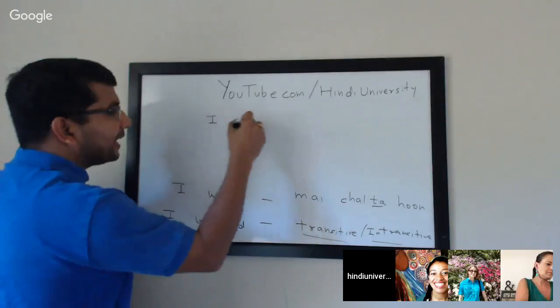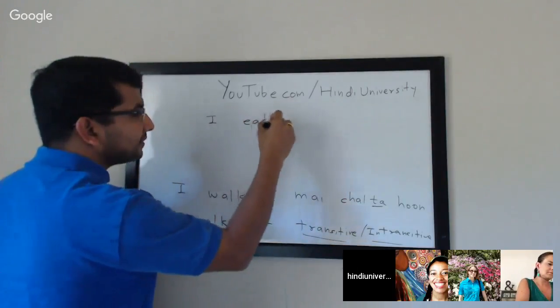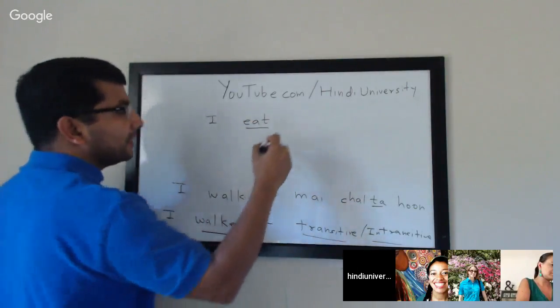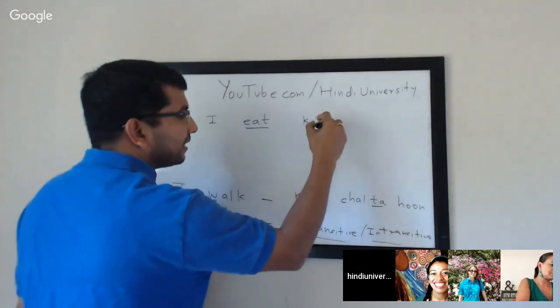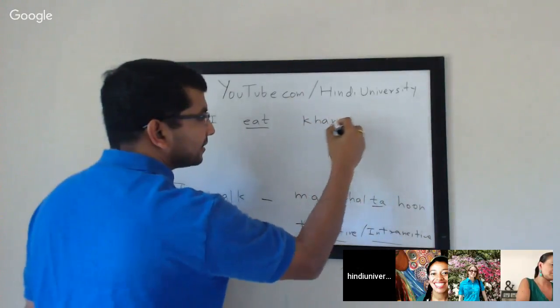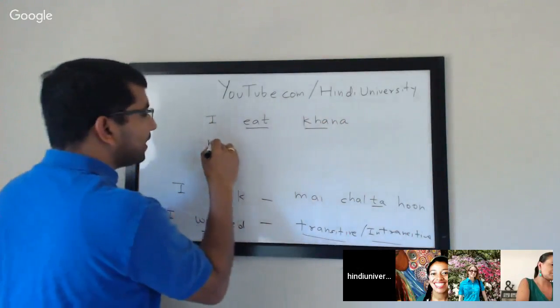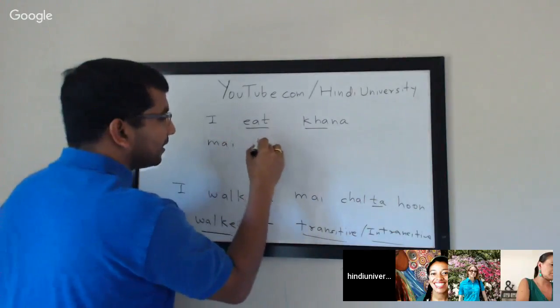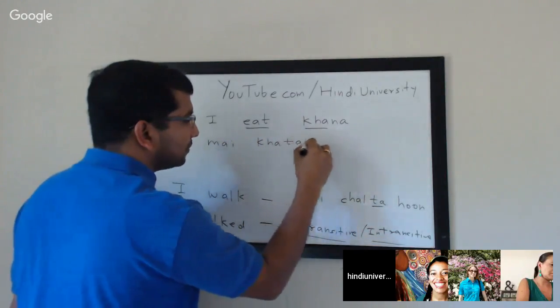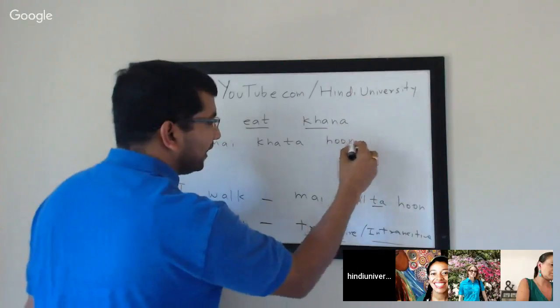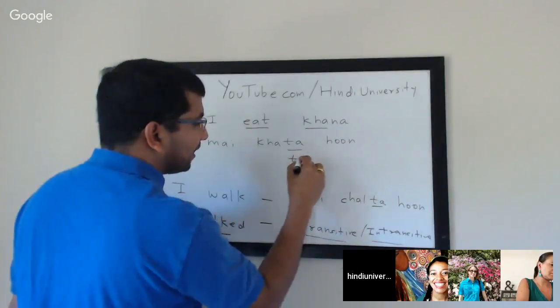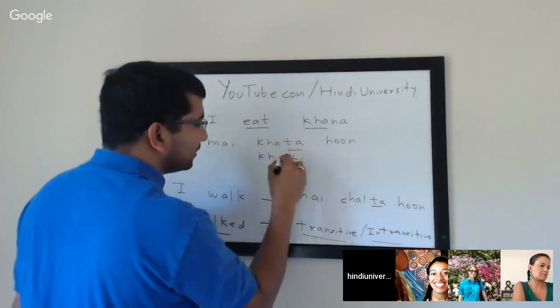if you remember, I eat. Eat is another kind of verb. Okay, and in Hindi you will say khana is to eat. Khana, and you say मैं खाता हूँ for a guy, and मैं खाती हूँ for a girl.